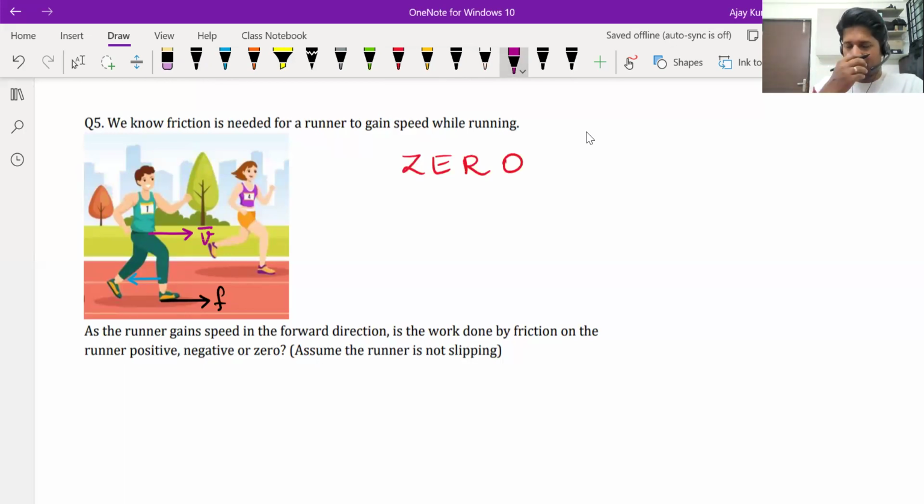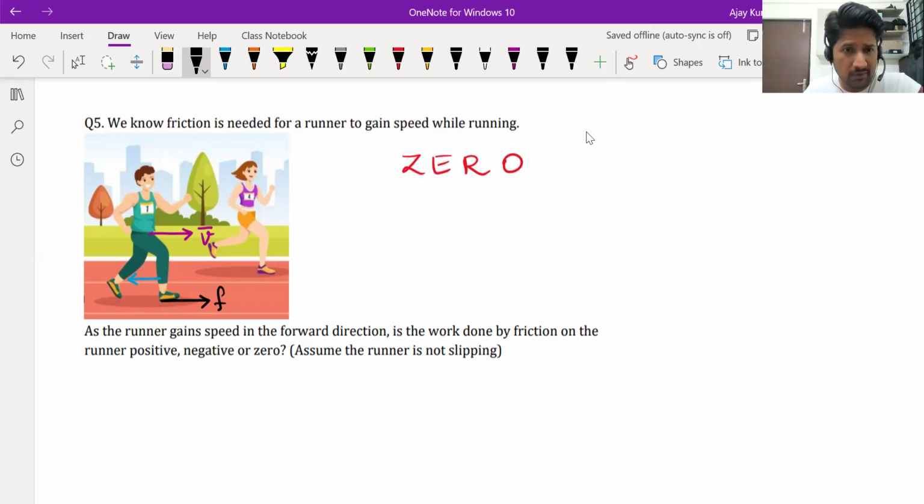But again, just like the previous case, tell me, where does friction act on the runner? At which point? On his foot only, no? When does friction act on the foot? When it is in contact with the ground or when it is in air? Obviously when it is in contact with the ground.